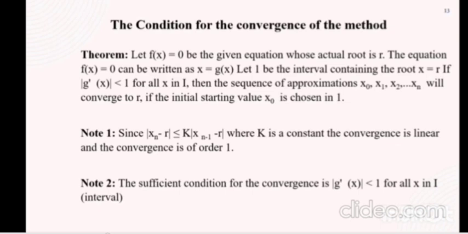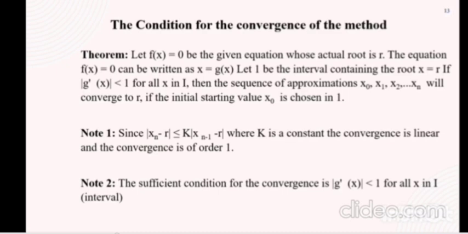First, let f(x) be the equation. The actual root is R. The equation can be written as x is equal to g(x). Let I be the interval containing the root x is equal to R. If the modulus of g'(x) is less than 1 for all x in that particular interval, then the sequence of approximations x0, x1, xn will converge to R, if the initial starting value x0 is chosen in I. Since the modulus of xn+1 minus R is less than k times the modulus of xn minus R, where k is a constant, the convergence is linear and the convergence is of order 1.